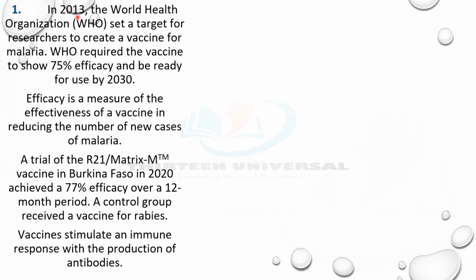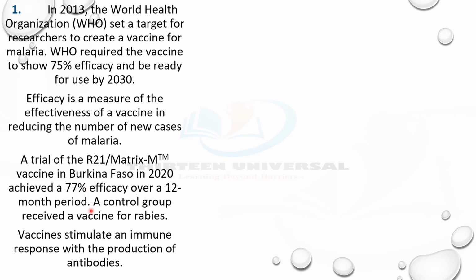It says, in 2023, the World Health Organization set a target for researchers to create a vaccine for malaria. WHO require the vaccine to show 75% efficacy and be ready for use by 2030. We're in 2024. All right, so they're working on this project. Efficacy is a measure of the effectiveness of a vaccine in reducing the number of new cases of malaria. A trial of the R21 Matrix-M vaccine in Burkina Faso in 2020 achieved 77% efficacy over a 12-month period. Wow, that's commendable. Now it has exceeded the target.